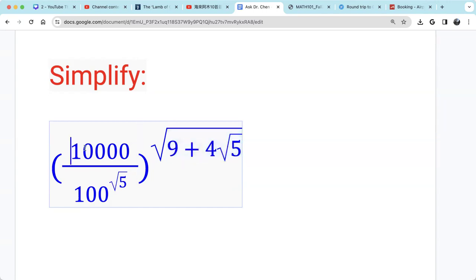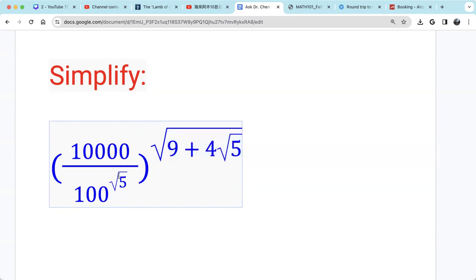So here we want to write 100 squared, 100 radical 5. So we can write 100 as a base. Then the exponent will be 2 minus radical 5. So here, 2 plus radical 5 squared, then the square root cancels. So we have 2 plus radical 5.